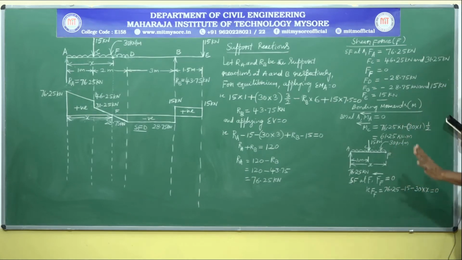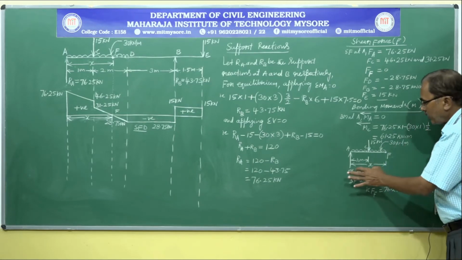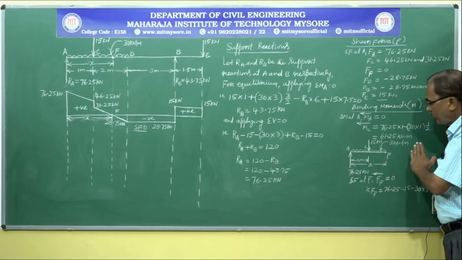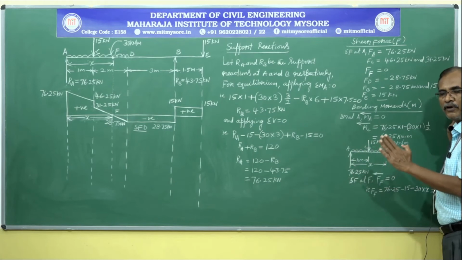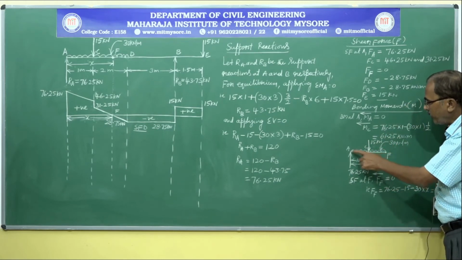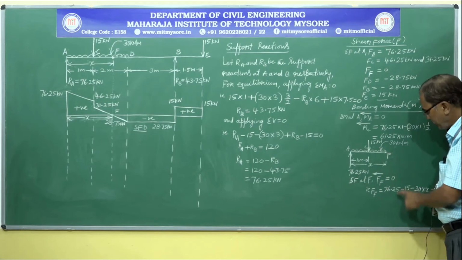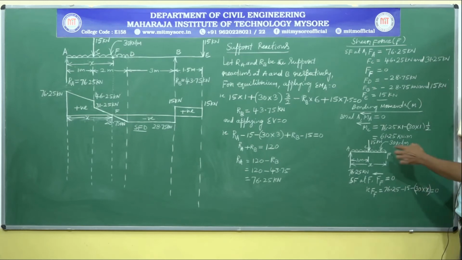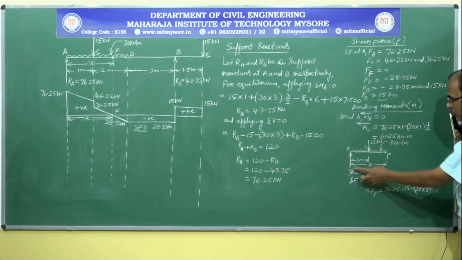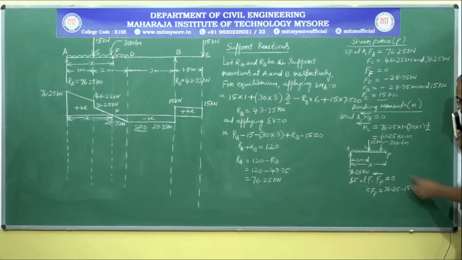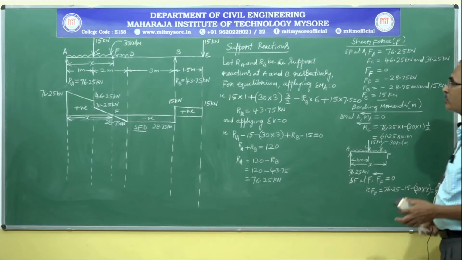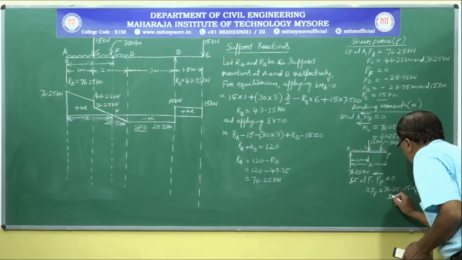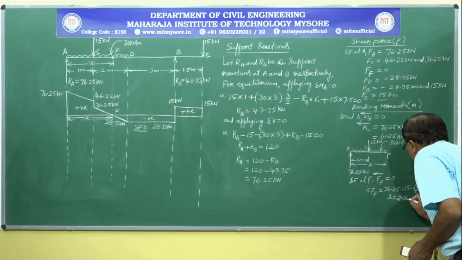To calculate shear force we have to consider only forces, we should not consider distance. Along with force we have to consider the sign convention. If you consider forces to the left of the point, treat upward positive, downward negative. Here don't get confused with this UDL. Of course, here I have written 30 into x, it is just to convert the uniformly distributed load to a point load along with its sign convention. 76.25 positive minus 15 minus 30 into x, that is equal to 0. Solving this, we will get x is equal to 2.04 meters.